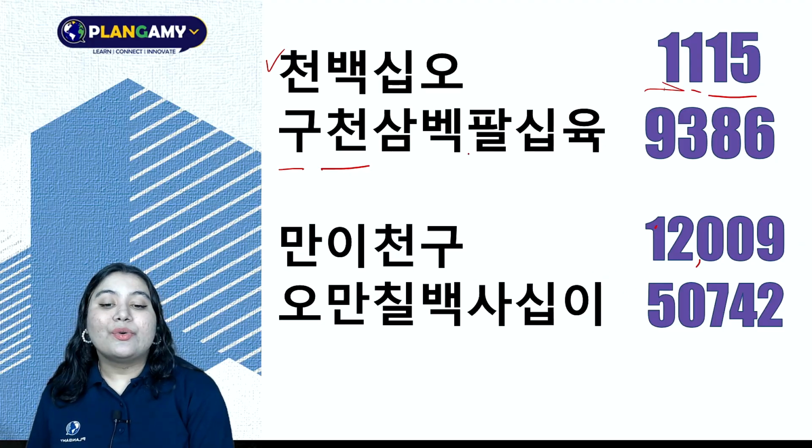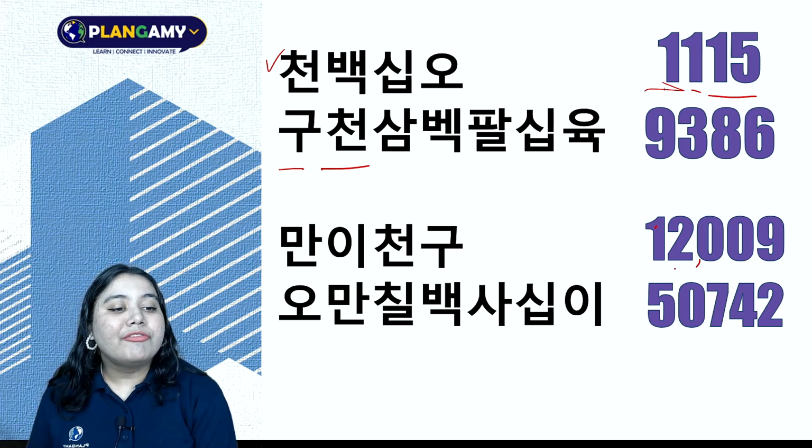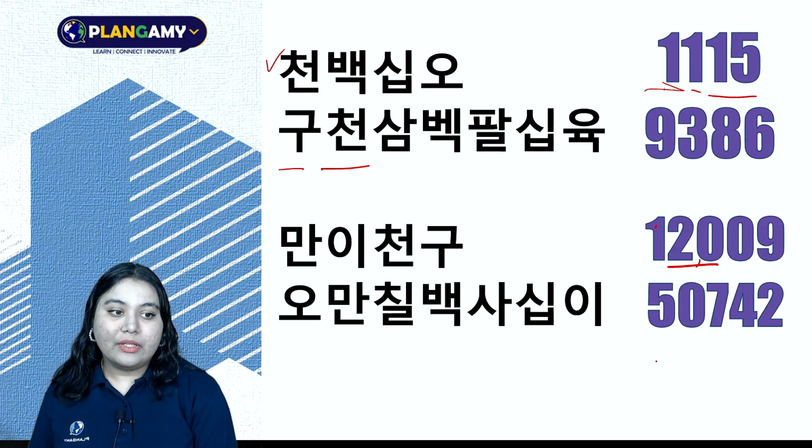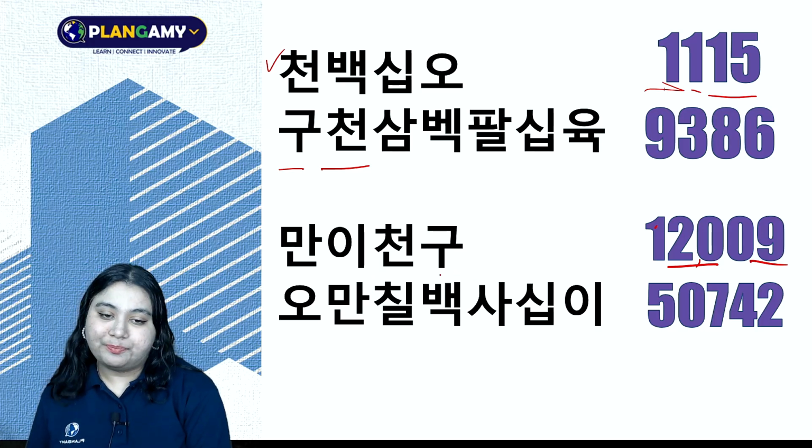Okay. So I have 12,009. So man, I put the 10,000. Firstly, I'll start with the largest one, 10,000. Man. Then I have 2,000. Yes, 12,000. So 10,000 I have plus 2,000. So e chon, and lastly gu for 9. This becomes man e chon gu.